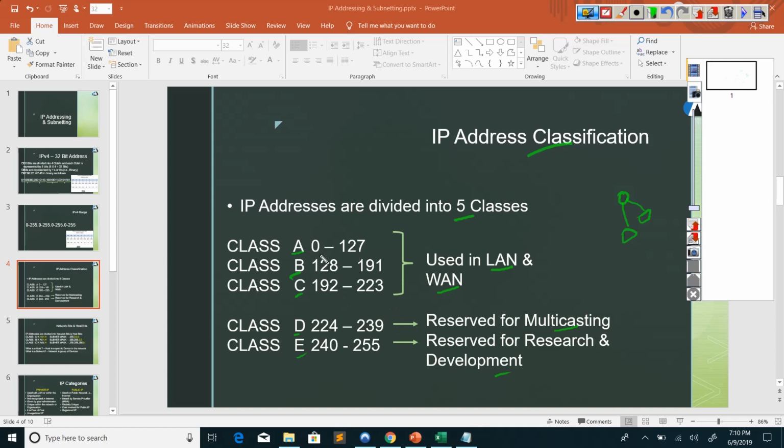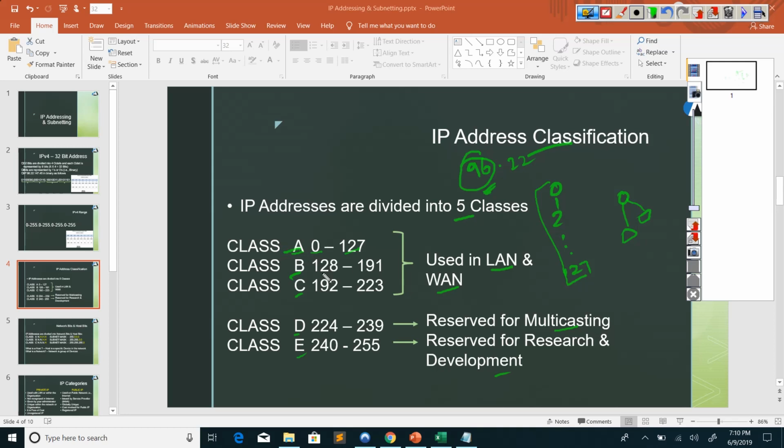So let us learn more about class A, class B and class C. Class A starts from 0 and ends at 127. If you take the previous IP, which started with 96, the first octet can be 0, or 1, 2, like that, up to 127. Whatever IP address starts in the range 0 to 127 falls under class A.